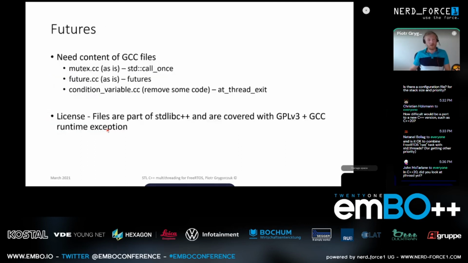Oh yeah, so the mutex was needed to make call_once working, futures obviously to make futures working, and then condition variable was a little bit confusing because I have my own implementation, but I still need that file because there is at_thread_exit. So I had to remove some code, because the linker was screaming that there were multiple definitions. So I commented out some code from that file just to make at_thread_exit working.